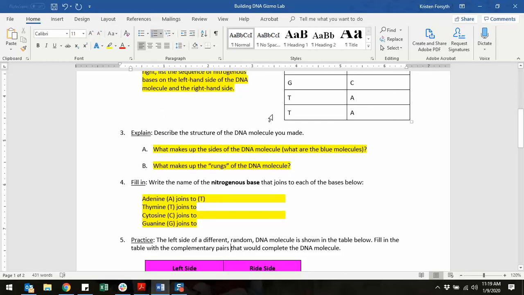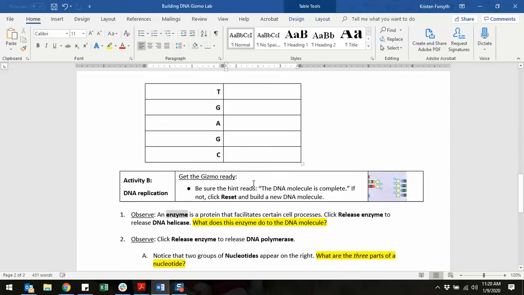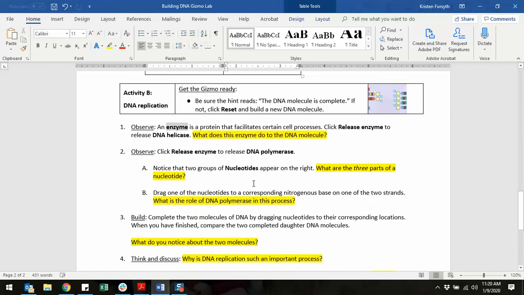Okay? Once you've got that completed, you're going to scroll down and do a little practice. This is not in the gizmo. This is just practice on your lab. So you're going to fill this in and tell me what the base pairs should be matching up to. If this was your strand of DNA, what would the right side be? You just fill in those letters. Super easy.